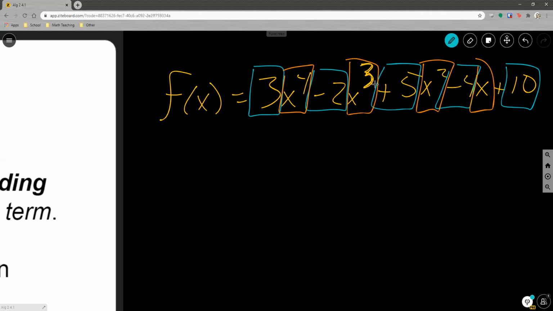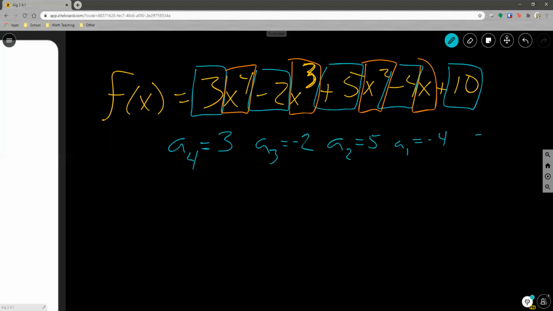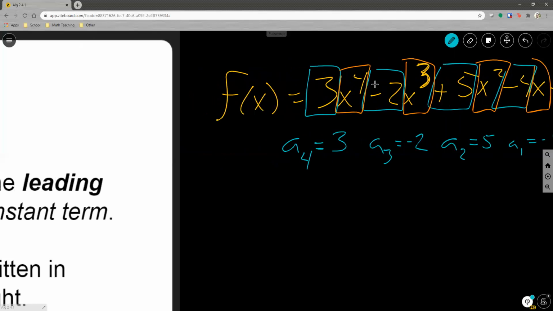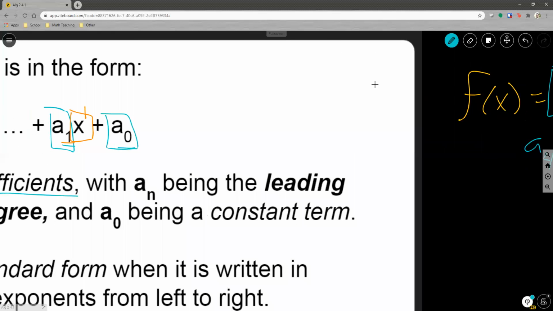And because of that, I could say that my A4 value, the number that's in position 4, is 3, or the coefficient that's in position 4 is 3. My A3 value is negative 2. My A2 value is 5. My A1 value is negative 4. And finally, my A0 value is 10. So that's all that means. It's just telling us the position in the polynomial, or in other words, which exponent the coefficient is matched up with.